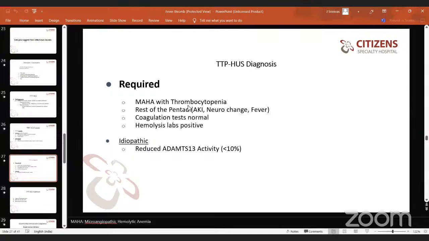Microangiopathic hemolytic anemia, this is usually with thrombocytopenia. Usually we'll have a microangiopathic picture on a peripheral smear, and the patient can have fever, thrombocytopenia, kidney changes and neuro changes. So TTP will have more of neuro changes, and HUS will have more of AKI changes. And the most important thing is coagulation tests are normal in this, hemolysis labs are positive, and if you test it, ADAMTS13 activity will be less than 10%.